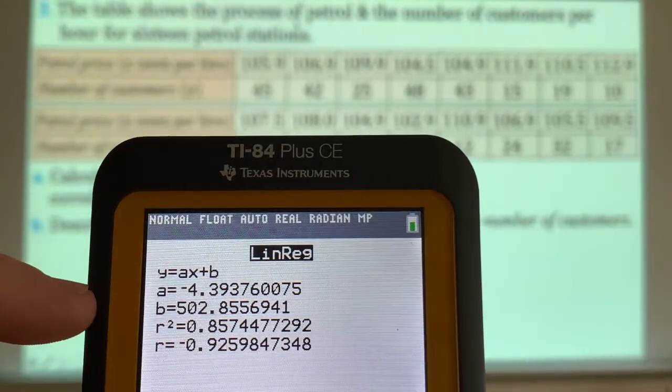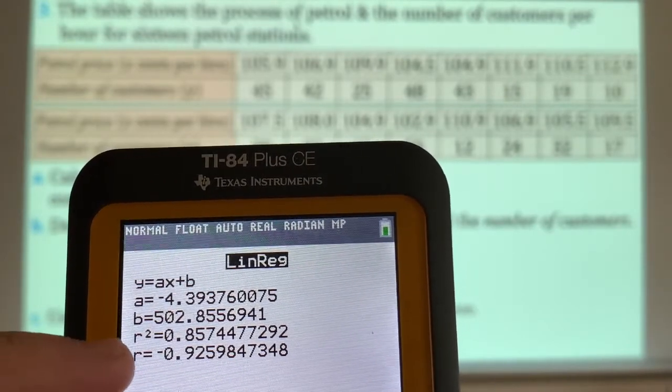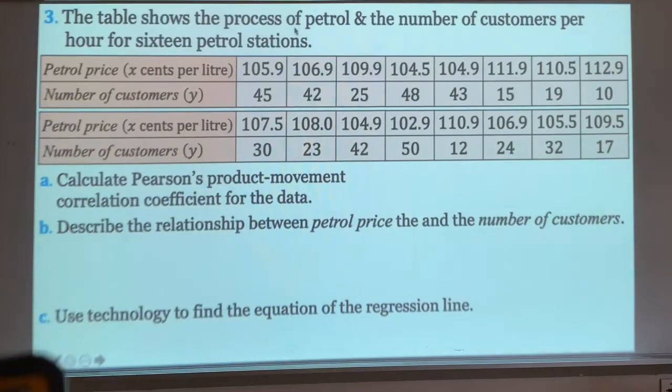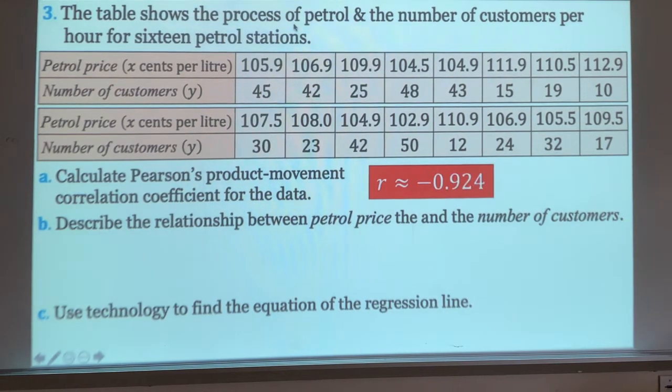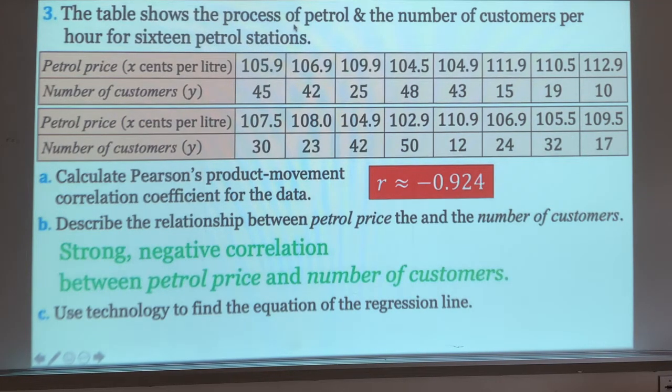My actual line is y equals negative 4.39x plus 503, something like that. That doesn't really matter because that's not what it asked you yet. It did, but we didn't get that yet. So I put my negative 0.926. Describe the relationship. It's a strong relationship, negative correlation, and it's between petrol price and number of customers.